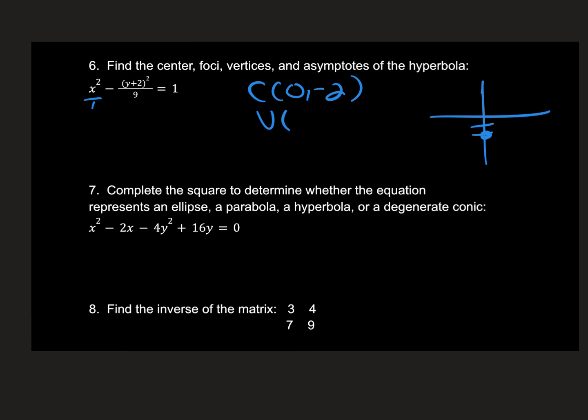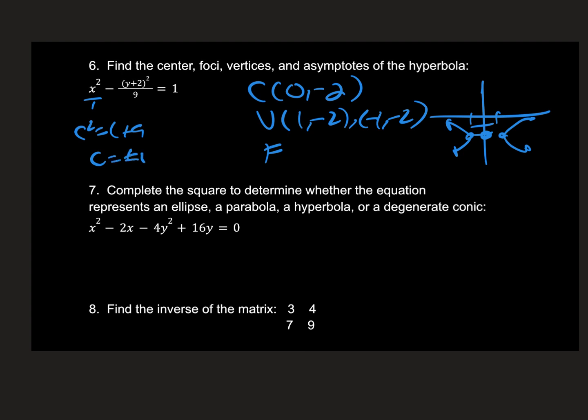There's the center. The vertices, because the x is first, are going to be 1 away on each side. Without drawing the box yet, it's going to look like that. Okay, so my 2 vertices, one is at 1, negative 2. The other one is at negative 1, negative 2. It also says foci. Got to find c. C squared will be 1 plus 9, which is 10. If I take the square root of 10, you get the square root of 10.